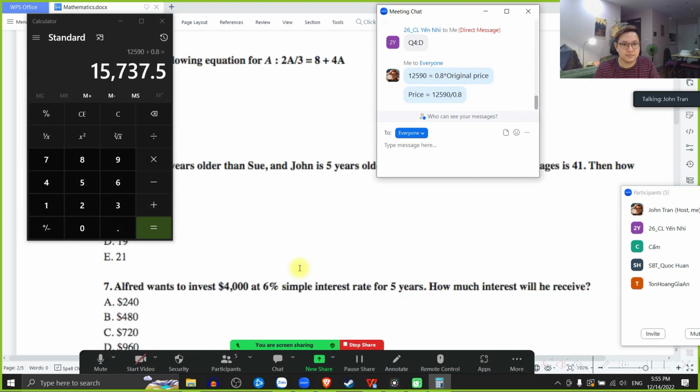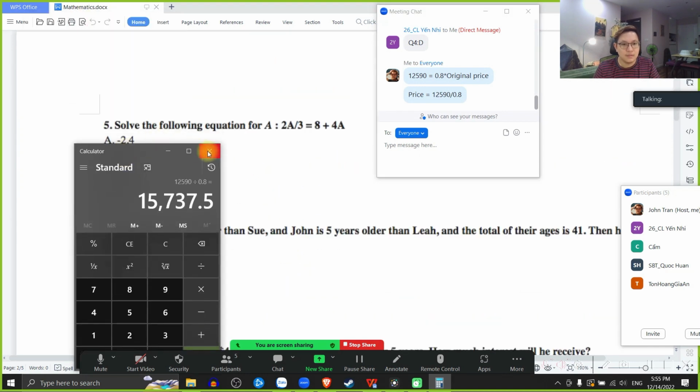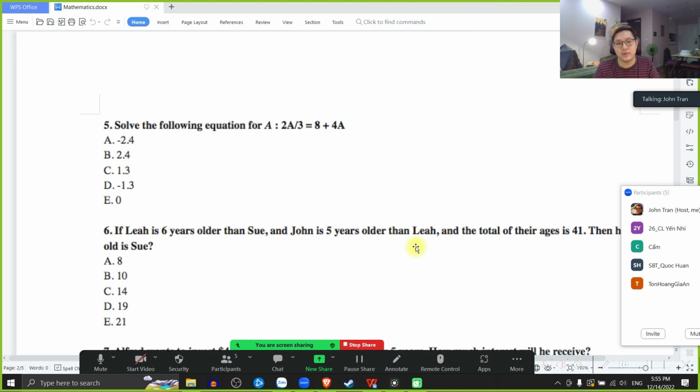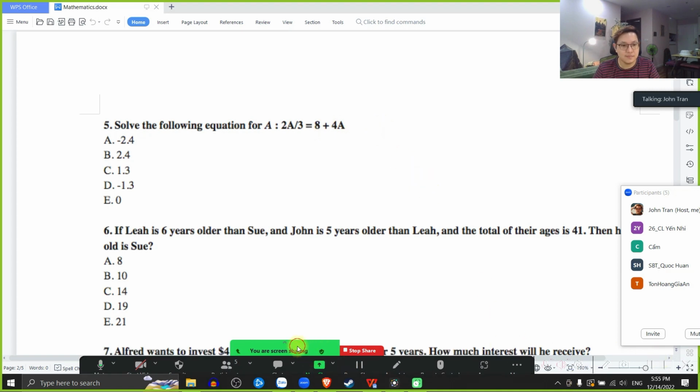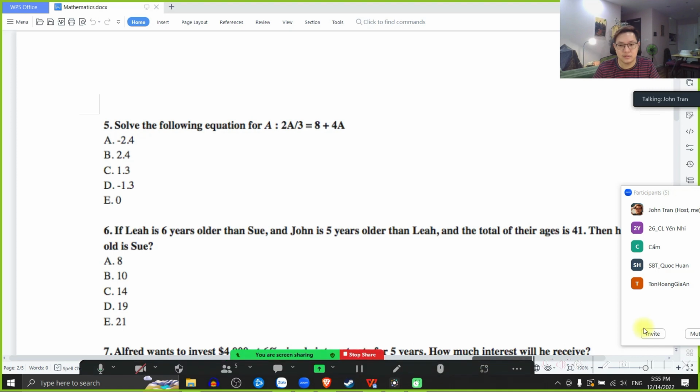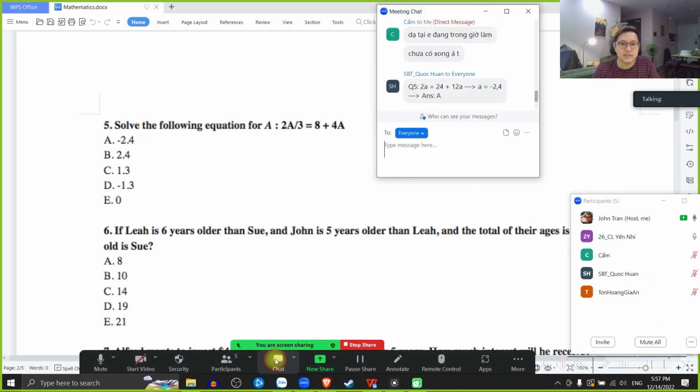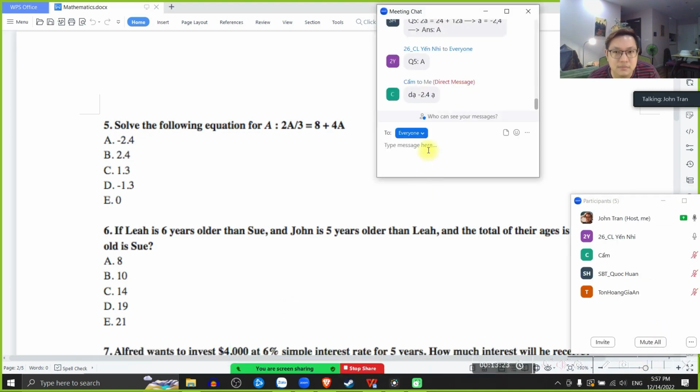Okay, now let's move on now. Please solve the following equation for A. Các bạn giải cái phương trình sau đây đi, tìm A đi. So 2A divided by 3, I add here by an equal to 8 plus 4A. Please solve this one. Cứ giải cái phương trình này thôi các bạn. Alright, so trừ 2.4 ha. You got the answer A minus 4, 2.4. Very good. Good, good, good.